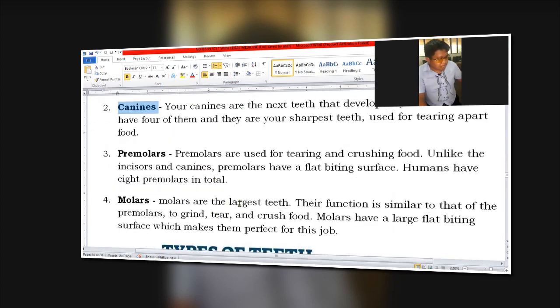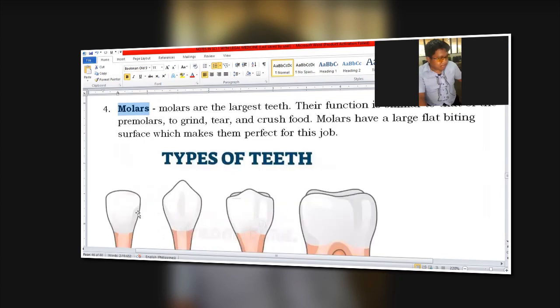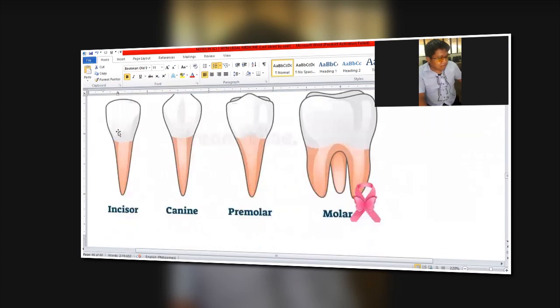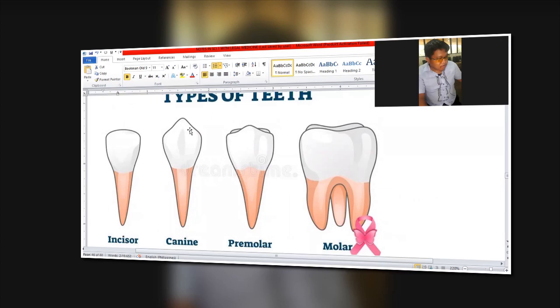Alright? So the largest tooth is the molar. Yan yung pinakahuli nandito, malapit sa wisdom tooth. Molar. Types of teeth naman is yan. Ito yung mga picture niya. Yan yung incisor, canine, premolar, yan yung medyo mas maliit. Yan din molar, that is the largest. Okay?